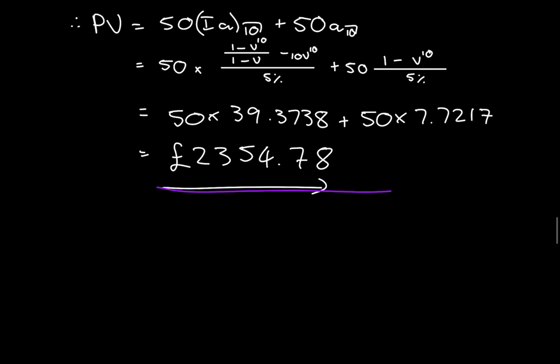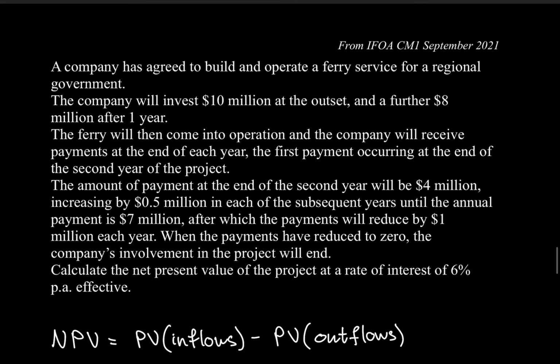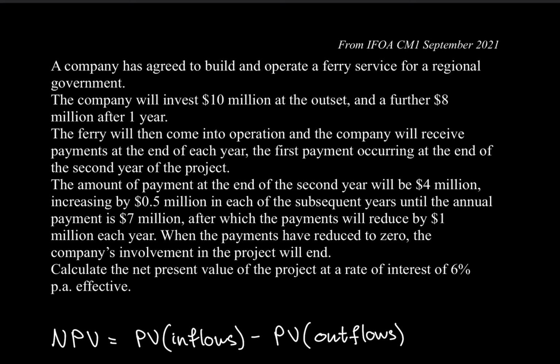Okay, so let's move on to this last example. A company has agreed to build and operate a ferry service for a regional government. The company will invest $10 million at the outset and a further $8 million after 1 year. The ferry will then come into operation and the company will receive payments at the end of each year, the first payment occurring at the end of the second year of the project.